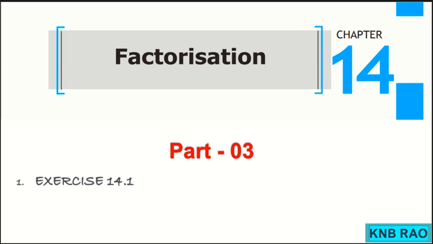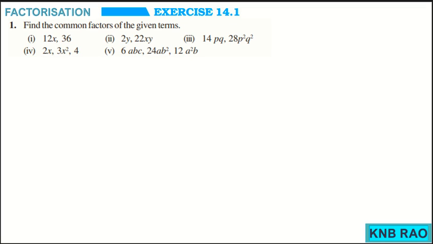In this part 3, we will discuss the questions of exercise 14.1. Students, coming to the question number 1, which has got 8 sub questions, but initially I am showing you first 5 questions. We are asked to find the common factors of given terms.